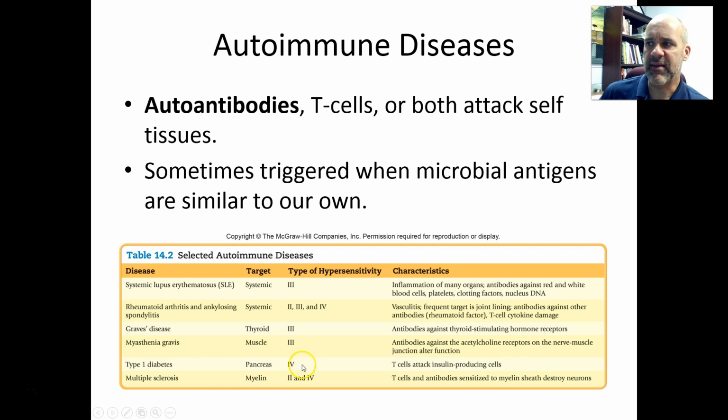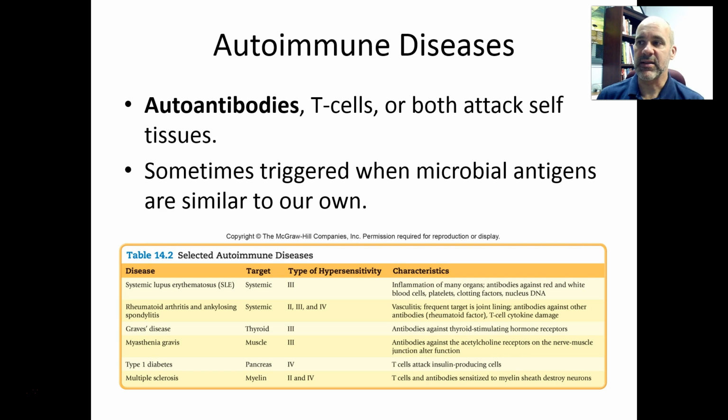Type 1 diabetes is believed to be a type 4 hypersensitivity, where you have T cells that attack the beta cells in the pancreas that make your insulin. Multiple sclerosis involves type 2 and type 4 hypersensitivities, T cells and antibodies that attack the myelin sheathing that coats the axons of your neurons. Hopefully some of this stuff sounds familiar to you if you've had biology 201 and 202.